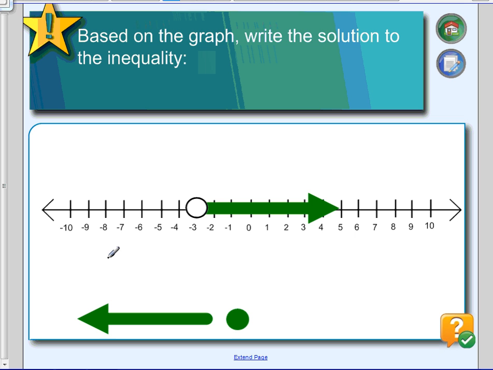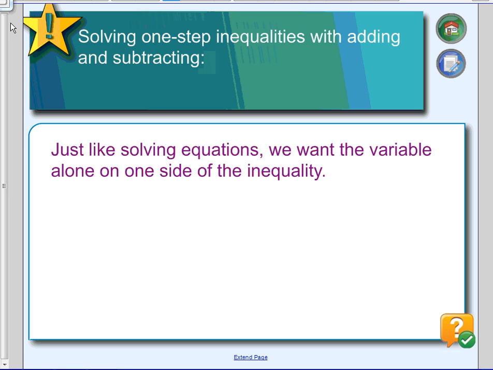All right, one more example with this. First thing, we see that our circle is at -3, and it's an open circle. So right away that should say, okay, it's either going to be less than or greater than. And my arrow is pointing to all the numbers larger or greater than -3. So my equation is going to be x is greater than negative 3. All right, so going on to how to solve these inequalities.